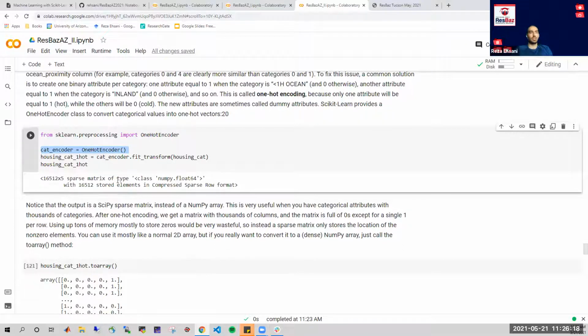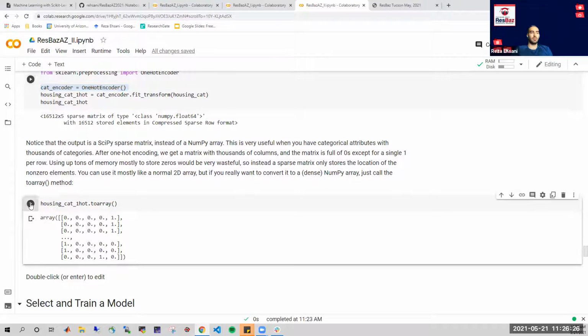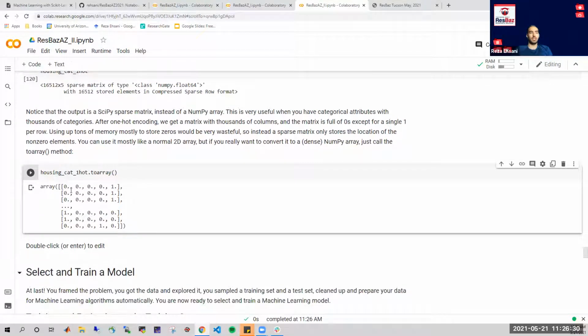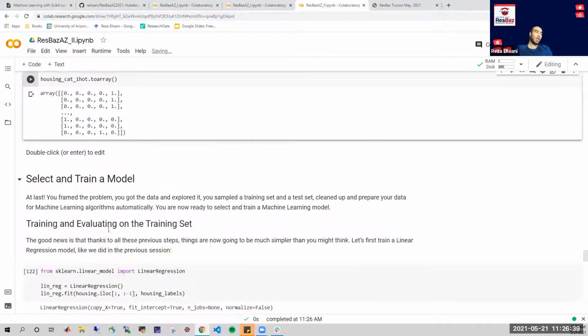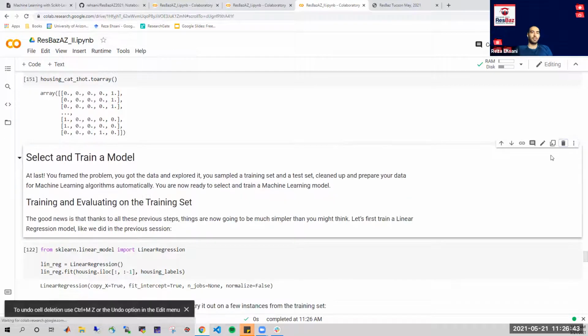Also, we can convert this sparse matrix of SciPy into a NumPy array using the toarray method. So simply call toarray, and we can see that it has been converted into a matrix in which each row has only one 1, which shows the value for that row. So this is the last step for preparation of the data.